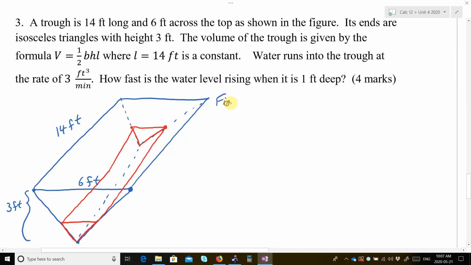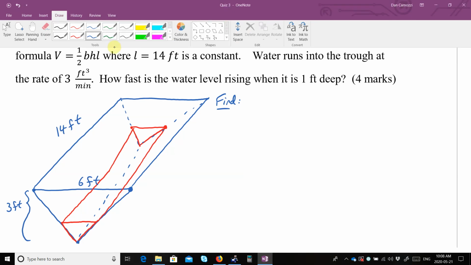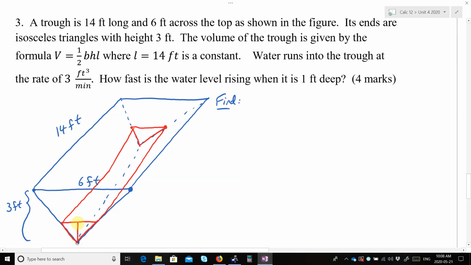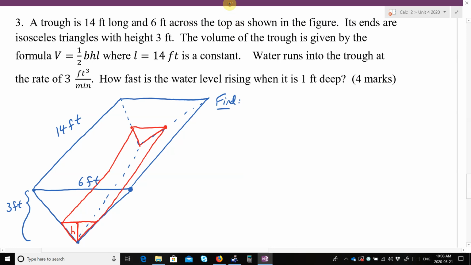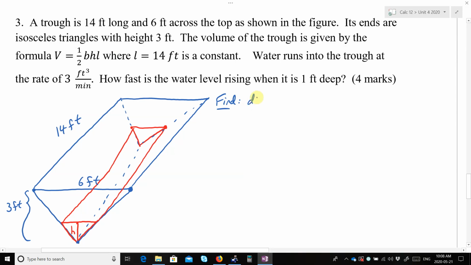And so let's do our find when given. It wants to know how fast is the water level rising when it is 1 foot deep. So the water level is here, h. So they want us to find the change in height with respect to time when it is 1 foot deep. So when h is equal to 1 foot.